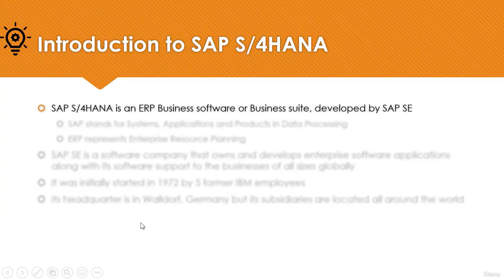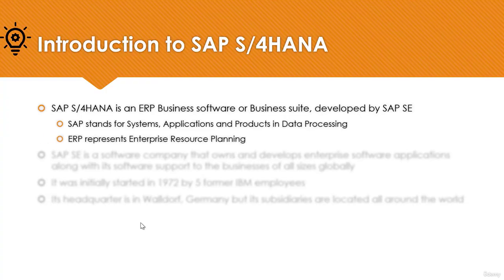SAP S4HANA is an ERP business software or business suite developed by SAP SE. SAP stands for Systems, Applications, and Products in Data Processing. What the products are, I will show you in the later part of this lecture. ERP represents Enterprise Resource Planning. Enterprise represents a company or organization, and resource can be anything related to employees of the company, materials, assets, investment. So everything is represented by the word resource.